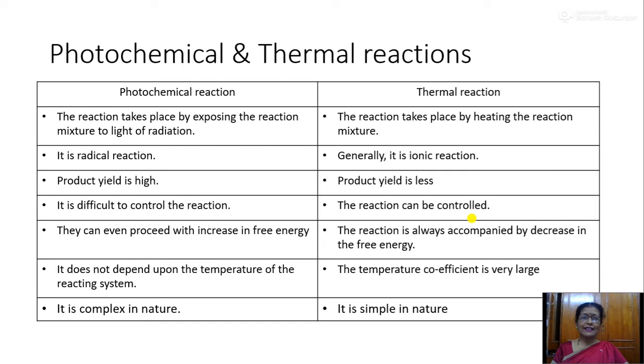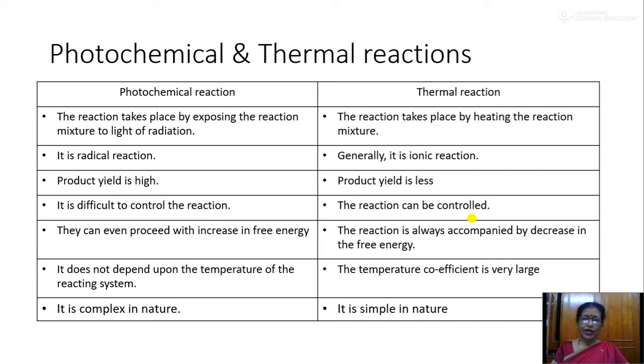Next one, it is a radical reaction. That is, during photochemical reaction, free radicals will be produced. Whereas the thermal reaction is an ionic reaction. So during heating, the reaction will split up into ions, positive ion and negative ion. Next one, the product yield is high in the case of the photochemical reaction and the product yield will be less in the case of the thermal reaction.